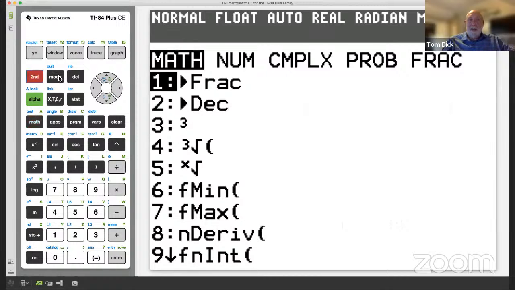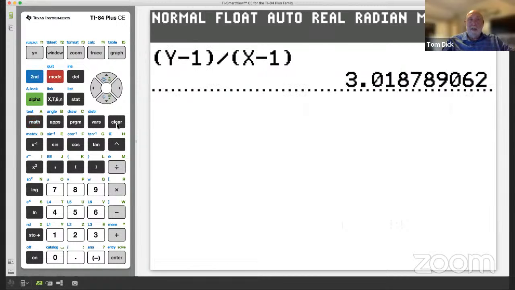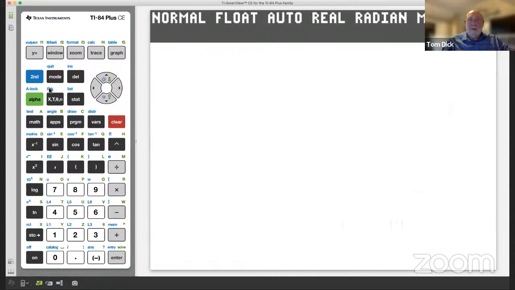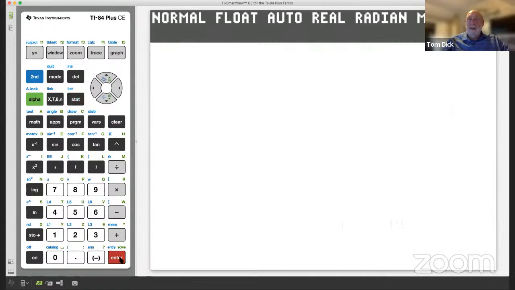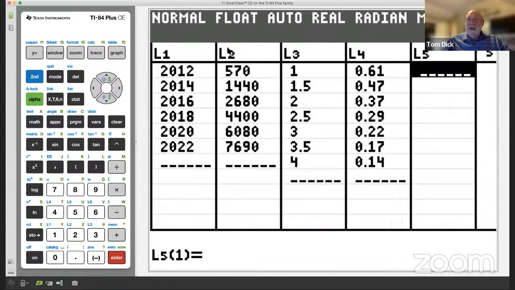So let me quit out of this menu that I'm in. Let's clear this out. Where I'm going to go is this menu that says STAT. And I'm going to go into Edit. When I do that, I get into a little editor that has columns labeled L1, L2, and so forth. These are kind of dedicated list variables. They give you a list of values, in this case arranged in a column.